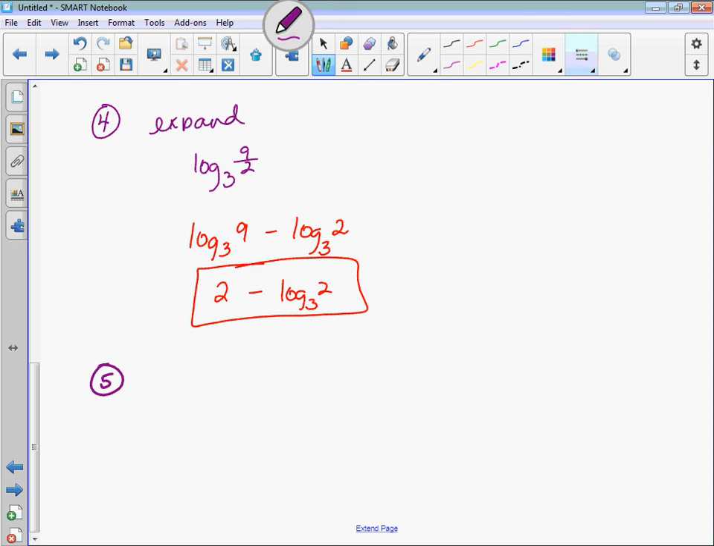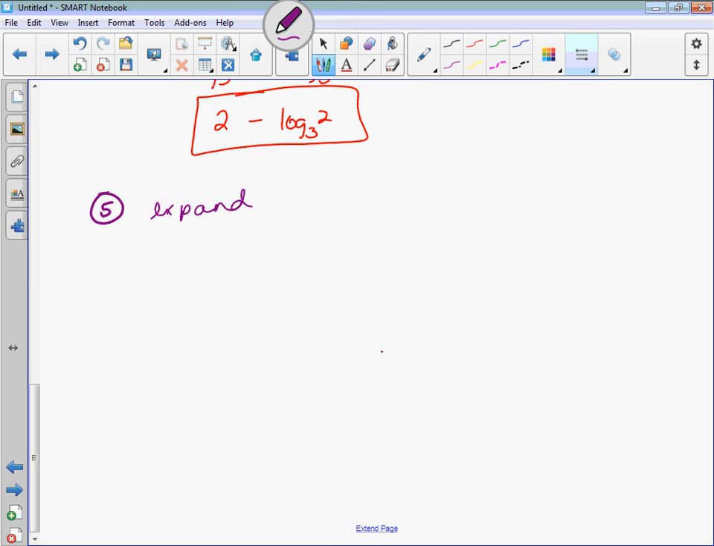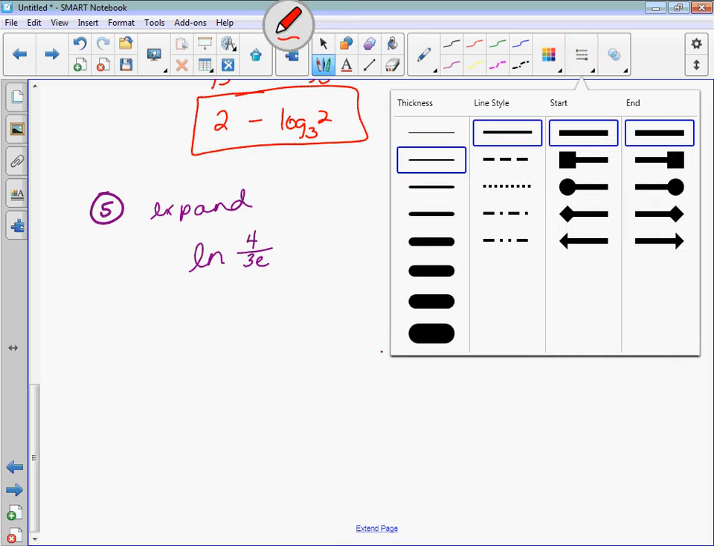Oh, shoot. All right, let's expand again. We've got natural log of 4 over 3e. Okay, this is the only part that anybody ever messes up, and it's when we're dividing by more than one thing.